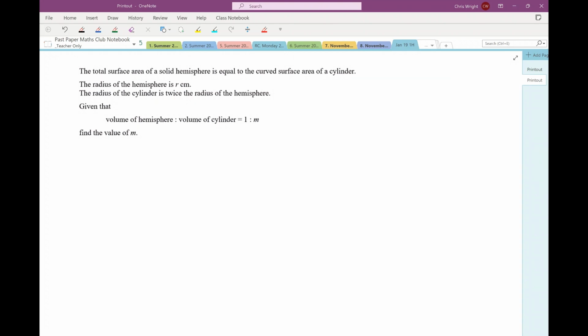Right here, and thank you very much to the person who sent in this question, which involves a hemisphere and a cylinder. Let's have a look.